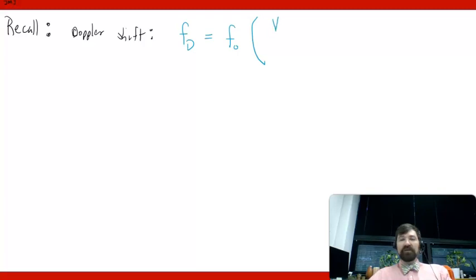It depended upon the speed of the wave in the medium. It depended upon whether the observer was moving towards or away from the source, and it also depended upon whether or not the source was moving towards or away from the observer. And so this was the basic equation.